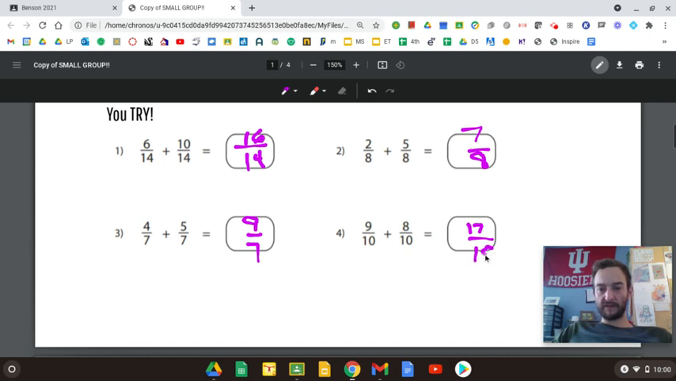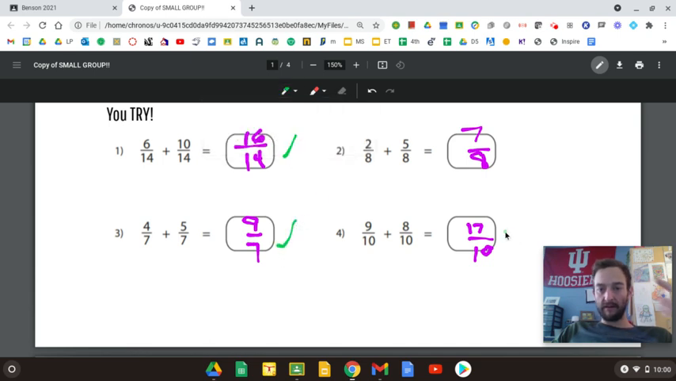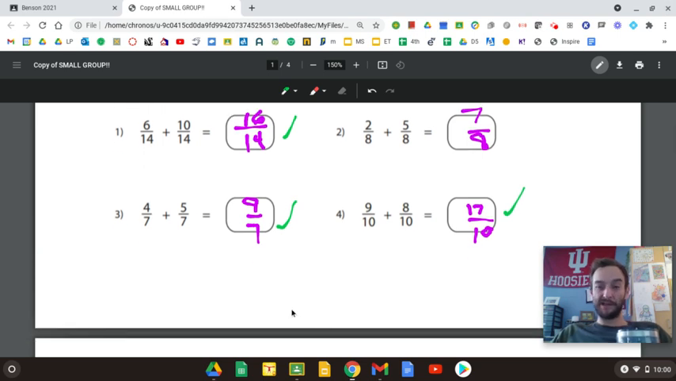All right, so you might notice some of those are improper, meaning the top number is higher. So improper would be that one, and that one. Those are all improper fractions. What that means is the top number, the numerator, is bigger than the denominator. We'll get to that more later.